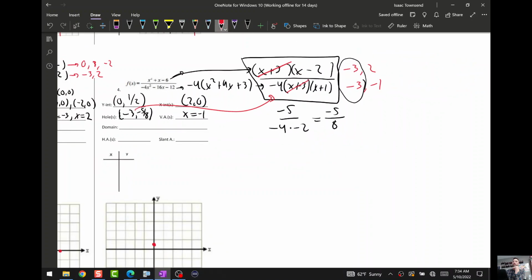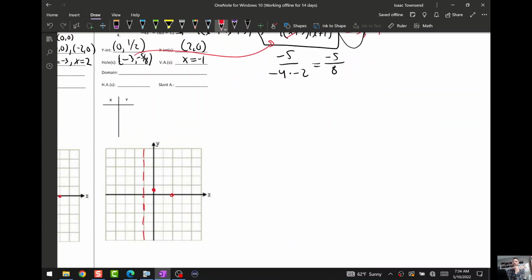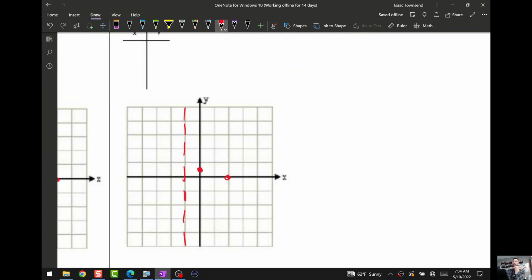Okay, so we've got another point, which was the x-intercept. We've got a new asymptote, x equals -1. And even though it does not hit the graph at -3, -5/8, we still need to put it on our graph as an open circle, as a hole. So put a hole here.